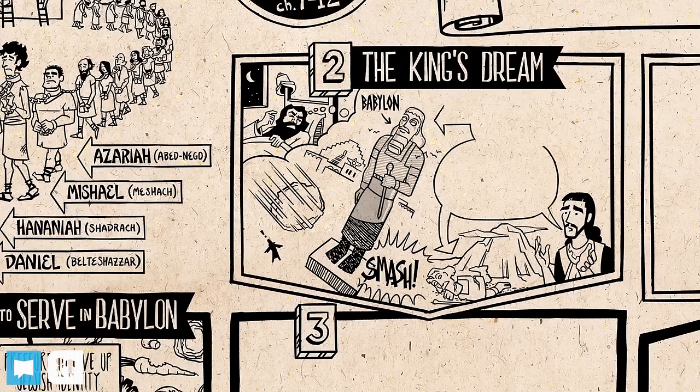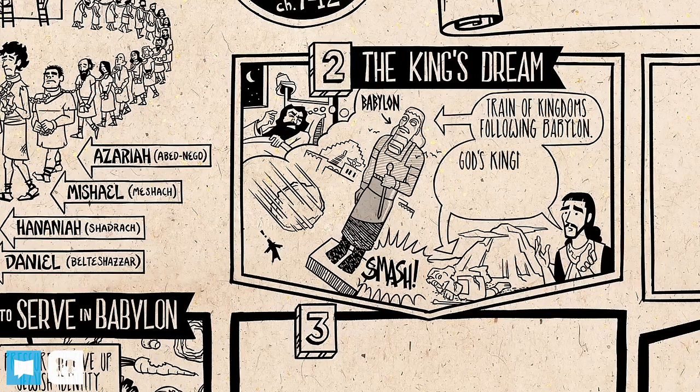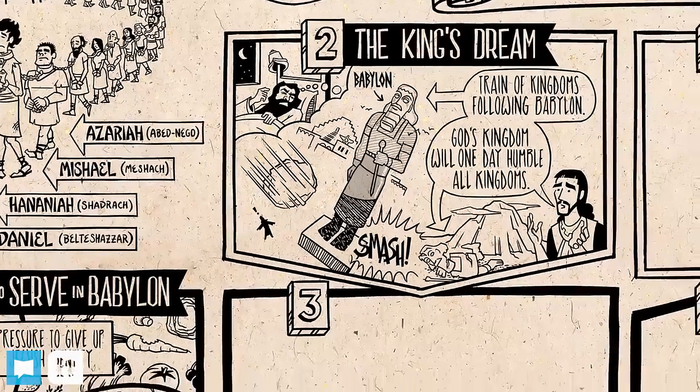Daniel says that the statue represents a train of human kingdoms following from Babylon, and they will all fill God's world with violence. But one day, God's kingdom will come and will confront and humble the arrogant kingdoms of this world and fill the world with the healing justice of God's reign and rule.